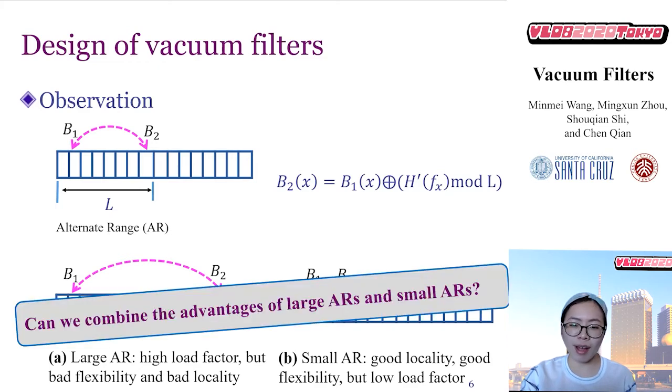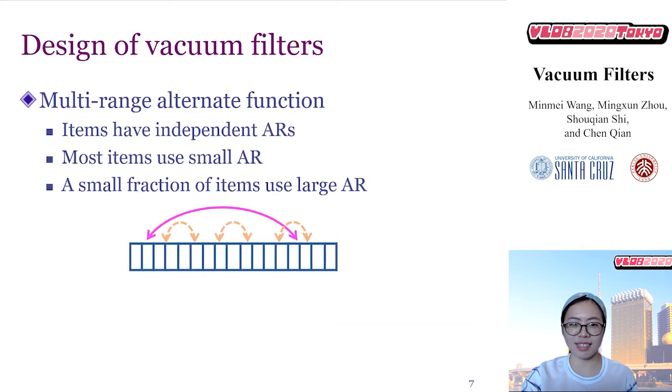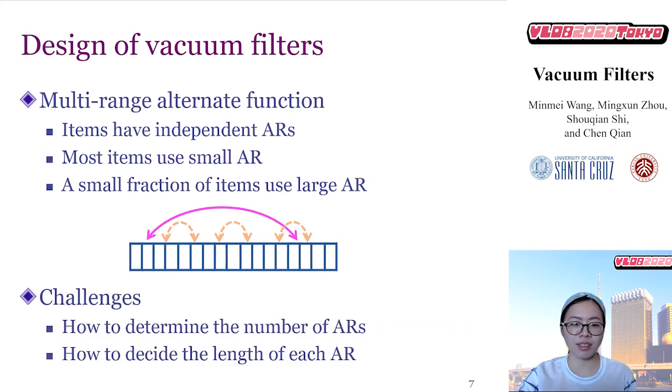So, can we combine the advantages of a large ordinal range and a small ordinal range to overcome the first limitation of Cuckoo filters and also achieve a good throughput? The answer is yes. In this paper, we present a new multi-range ordinal function. The basic idea is that items have independent ordinal ranges. Instead of using the same large ordinal range as in the Cuckoo filters, most items use a small ordinal range, and a small fraction of items use a large ordinal range. Now, the challenges are how to determine the number of ordinal ranges and how to decide the length of each ordinal range.